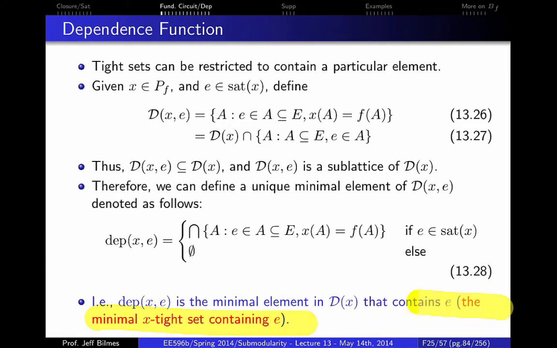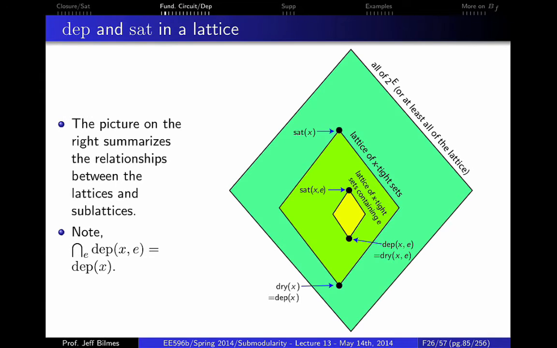So there's a minimal x-containing tight set. And it exists because it's a lattice. Now, here's essentially a picture that sort of represents the lattices.